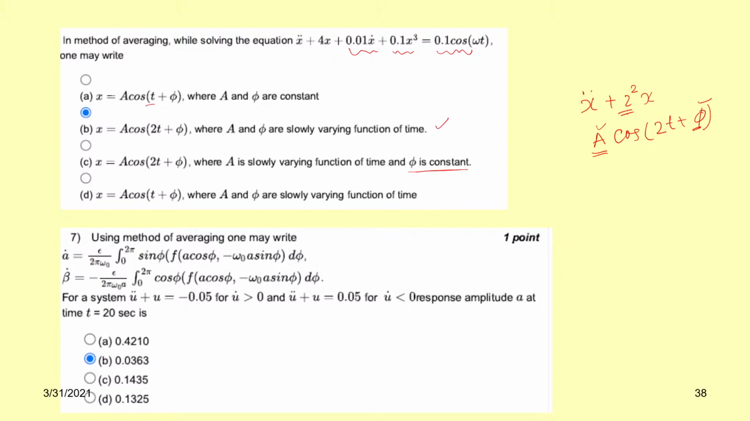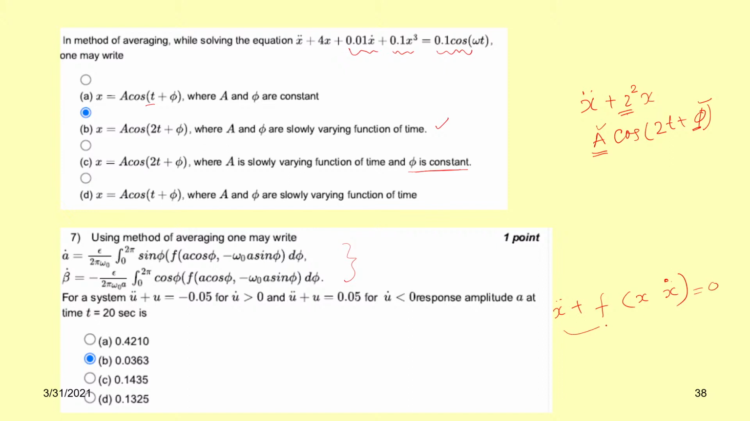So using method of averaging, one may write, and you already know this type of equation. Using method of averaging, you reach a similar equation: a dot equal to epsilon by 2 pi omega 0, integration 0 to 2 pi, sin phi into f of x and x dot, where you have the equation x double dot plus epsilon f of x, x dot equal to 0.